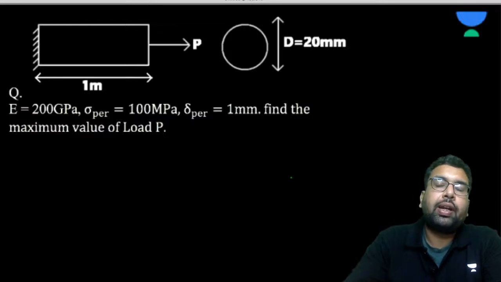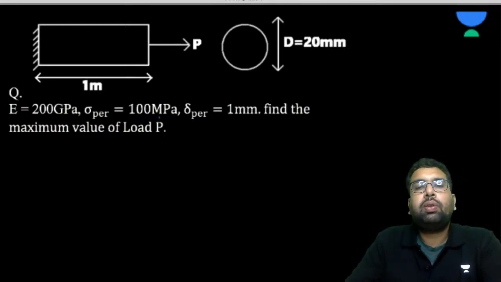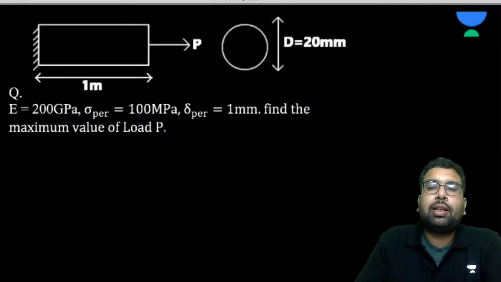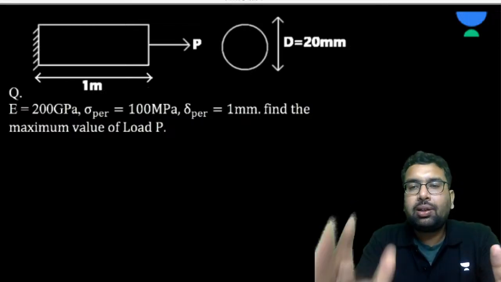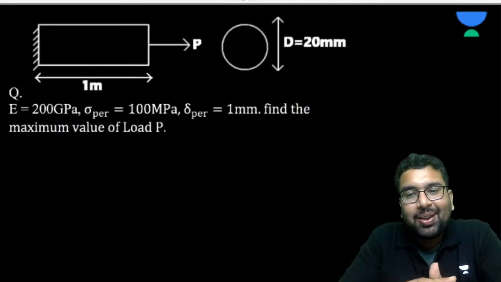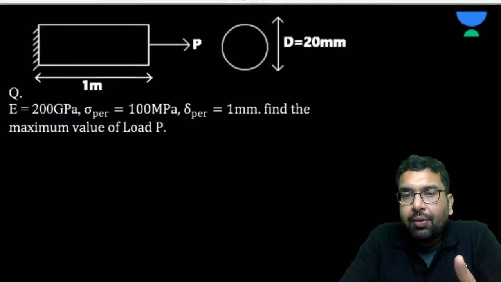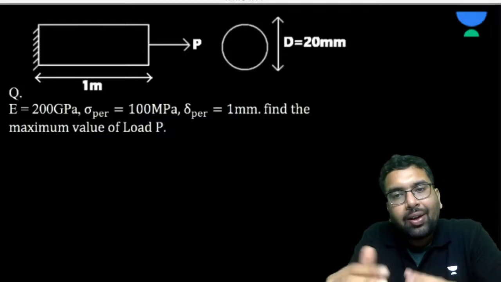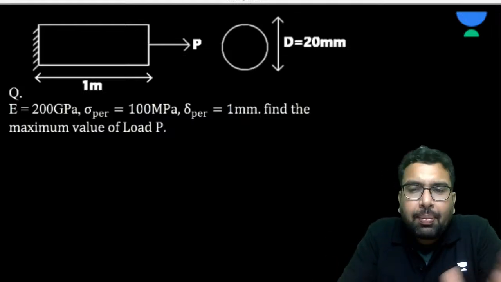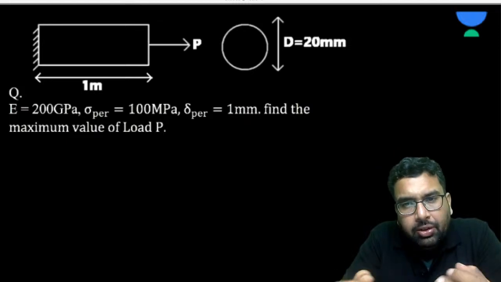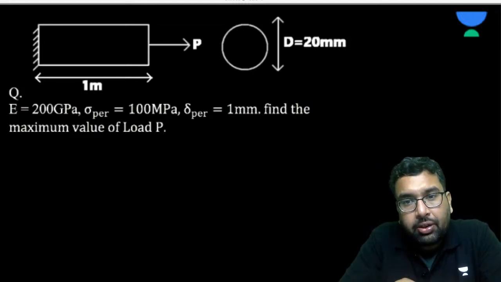Let's see how we can do this question. So we have Young's modulus, we have permissible stress, we have permissible elongation. Find the maximum value of load P. Please try to understand the use case of this concept. In the previous one, we were given the load and we found the diameter, that is the dimension. Now in this case, the dimension is given.